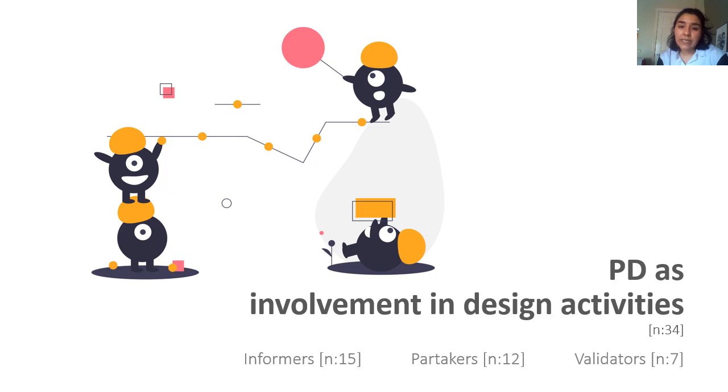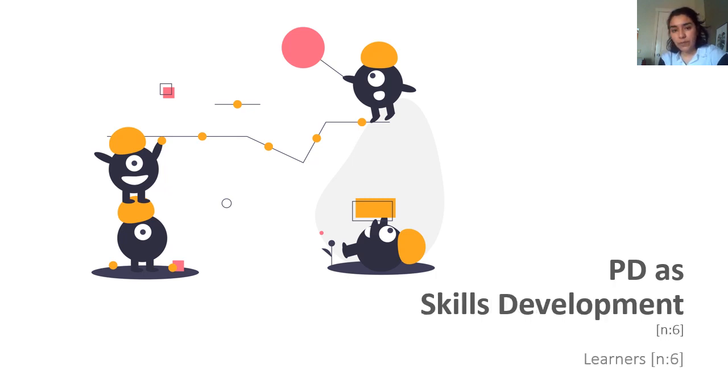They can be partakers if they attend design activities related to problem framing, ideation, and validation, or they can be validators if they are part of just testing and giving feedback about an already existing project. Overall, with these roles, we observe it's usually not clear to what extent the engagement in these activities will influence the final design outcome.